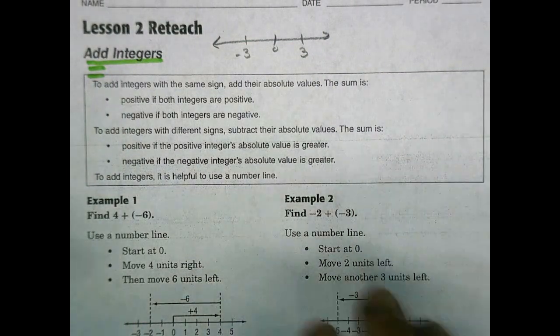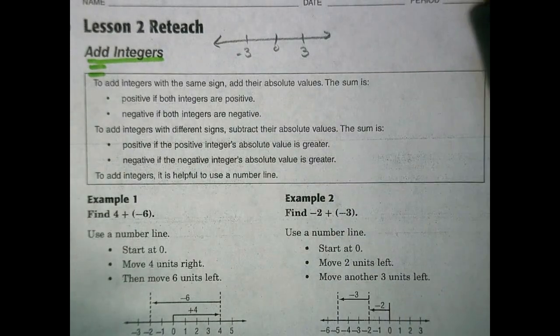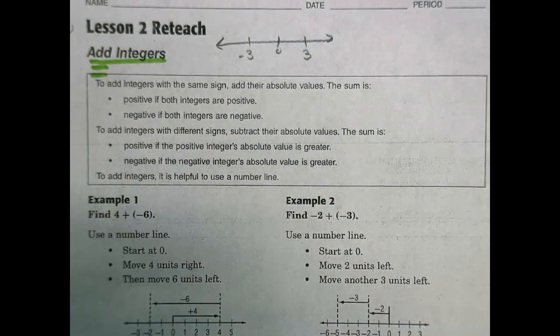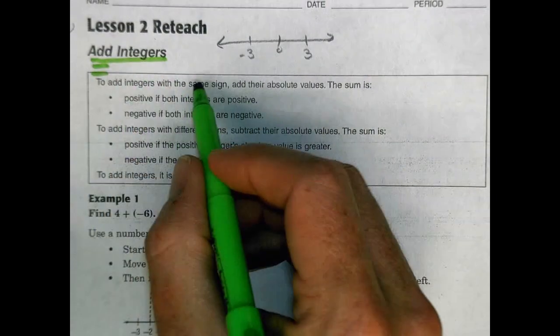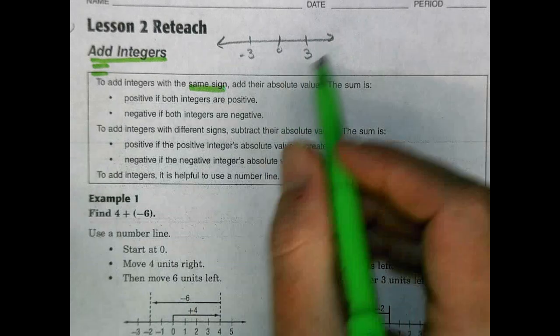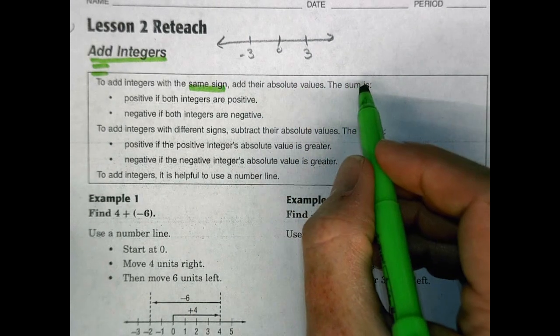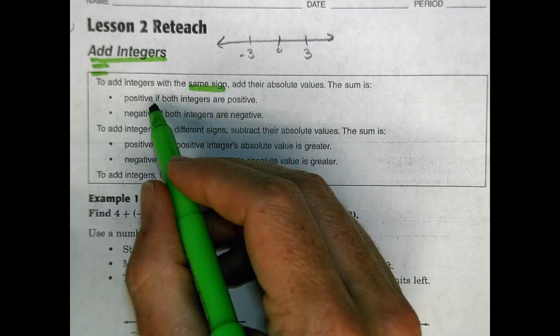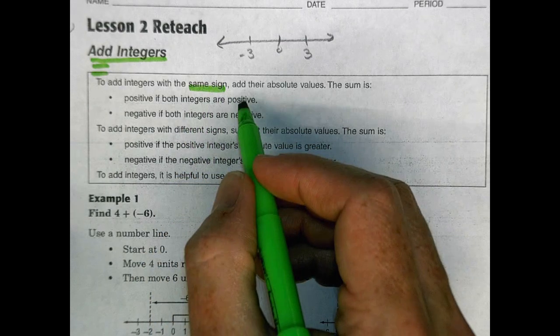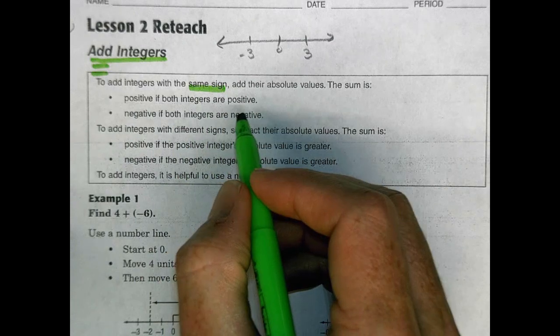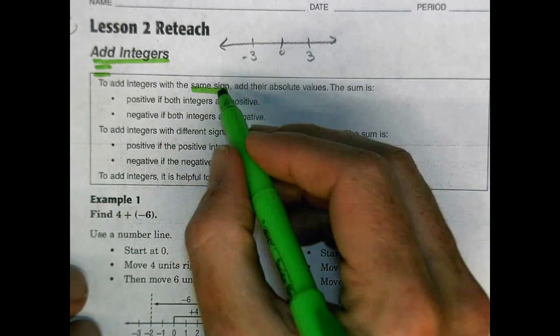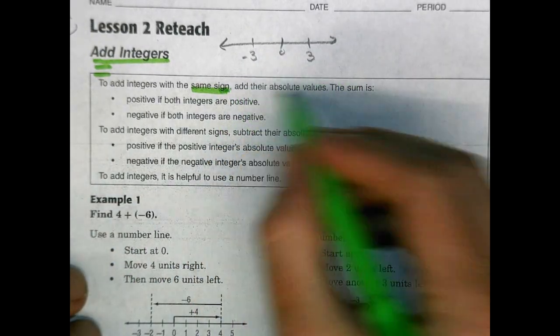Now, the little packet here that I have on display, you can maybe take some notes on if you like. It gives you some ideas for how this works. It says to add integers with the same sign, add their absolute values. If both are positive, then the sum is positive. If both integers are negative, the sum is negative. So if they have the same sign, you're going to find the absolute values.